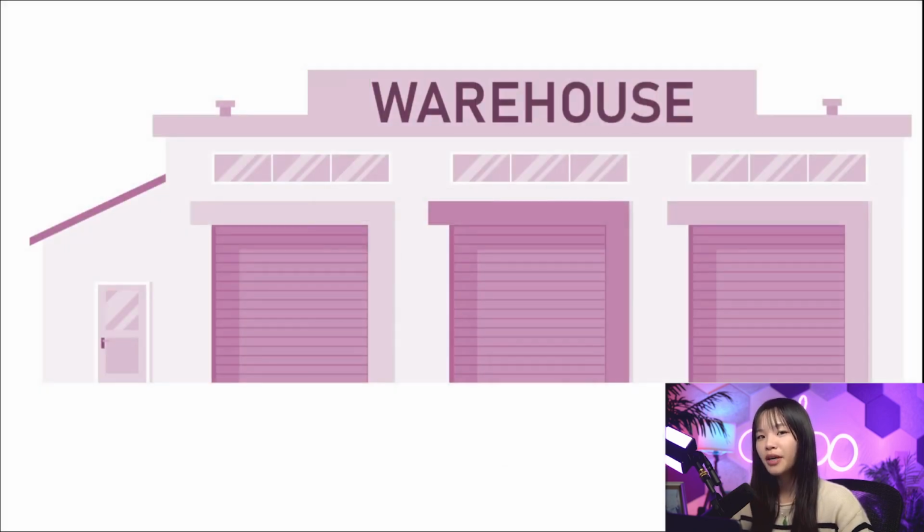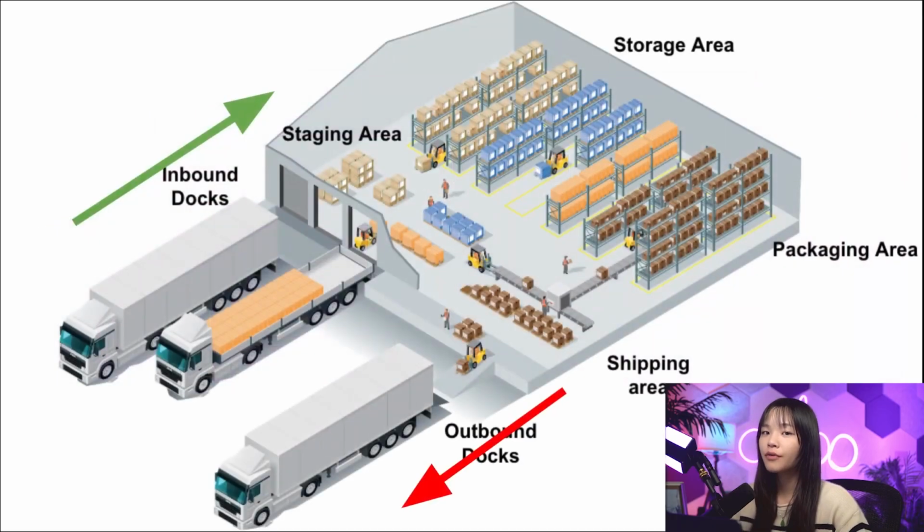Now, what about a warehouse? A warehouse is a physical place with a physical address, an actual building where your items are stocked. Here's a tip. One warehouse has one address. For the most part, a typical warehouse has a designated inbound area, storage area, outbound area, and as many locations as needed to smoothly organize the flow of incoming and outgoing goods.